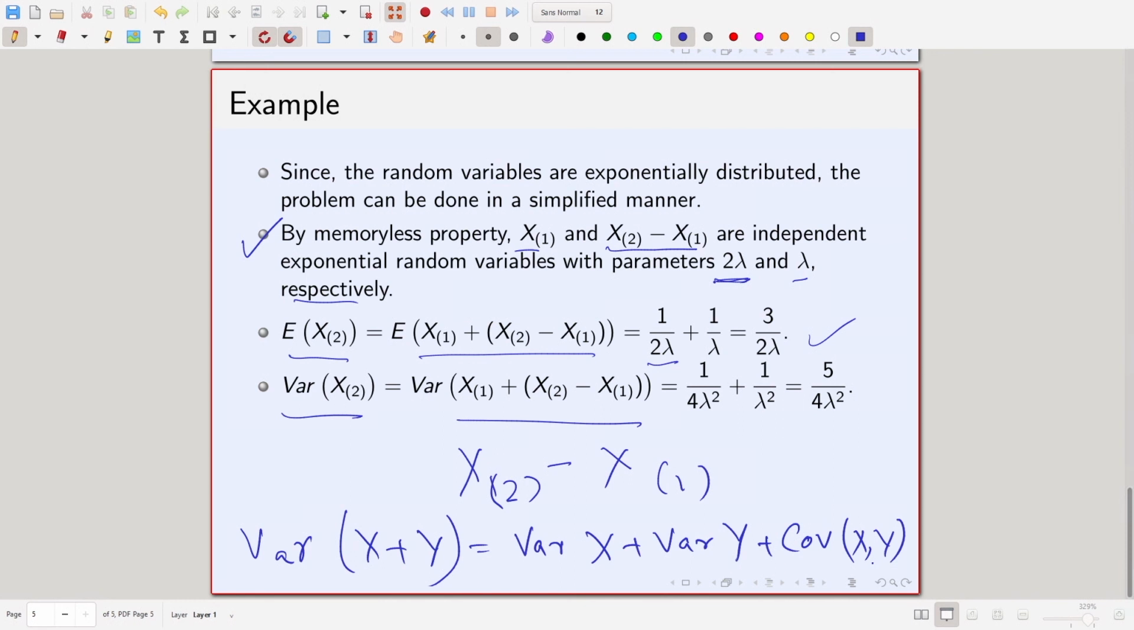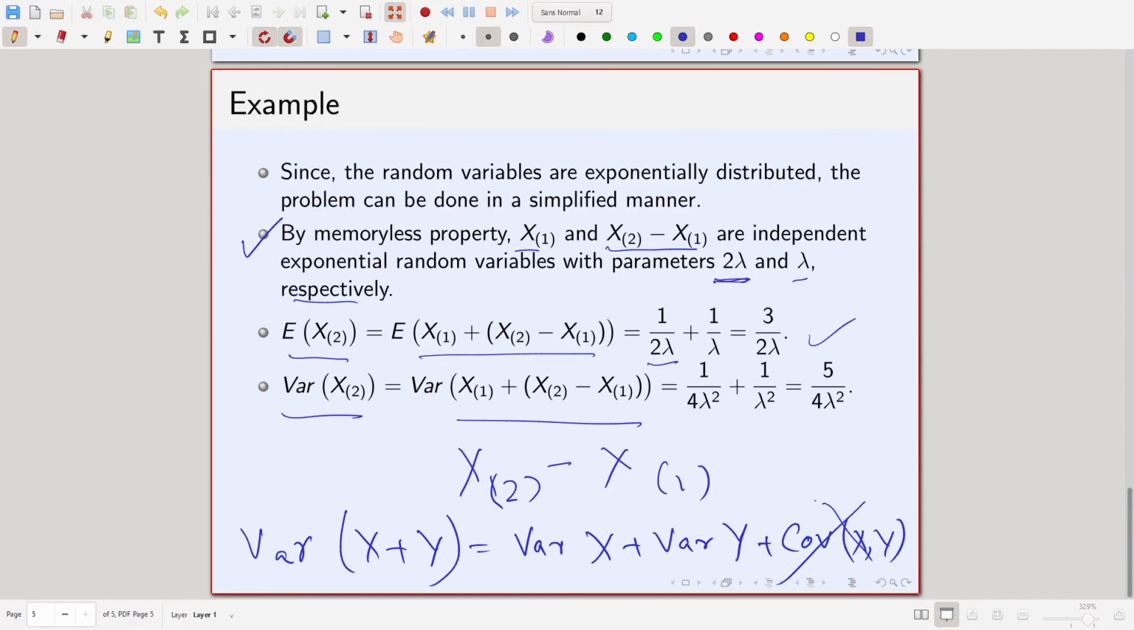But in this case, since they are independent, this covariance term will not come, because if two random variables are independent, then covariance of x and y is 0, or in other words, they are uncorrelated. So to calculate the variance, we are using the fact that they are independent. So the variance of the sum will be just the variance of x bracket 1 plus the variance of x bracket 2 minus x bracket 1.